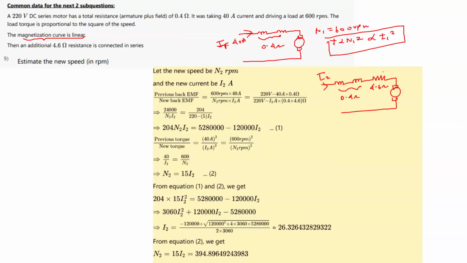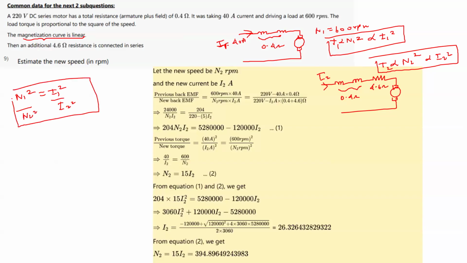First of all, torque is proportional to N2 square, and it is also proportional to I2 square. So you have one equation from this, where this is T1 and this is T2. T1 by T2 gives N1 square by N2 square equal to I1 square by I2 square. Here N1 square is known as 600 square, I1 is known as 40, but N2 and I2 are unknown. Now we need another equation for N2 and I2.